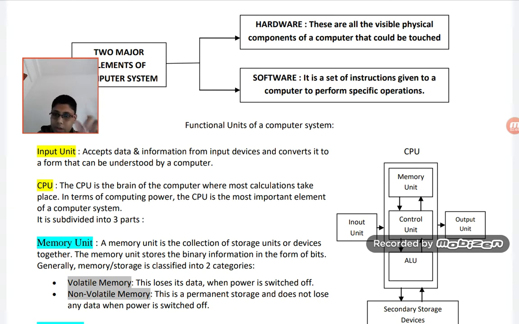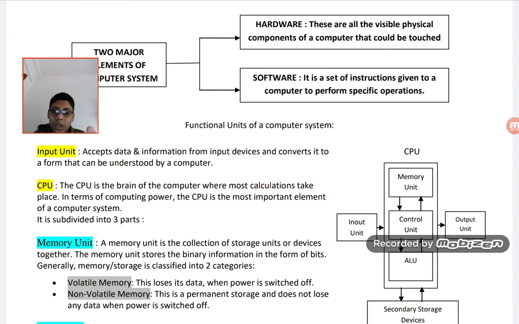One, memory unit. A memory unit is a collection of storage units or devices together. The memory unit stores the binary information in the form of bytes. Generally, memory or storage is classified into two categories. The first is volatile memory. This loses its data when power is switched off. For example, RAM is a volatile memory. Without saving, if we close the computer, then the volatile memory gets deleted from the computer.